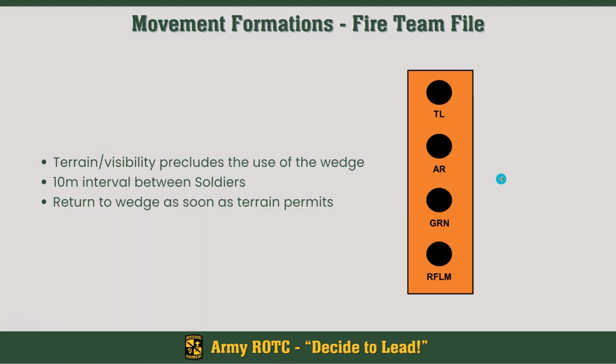And then we've got the fire team file, which, if you think about kindergarten, is like line leader. It's just a follow-the-leader style formation. This is only used when our terrain or visibility keeps us from being able to use the wedge. So let's say you're in really dense foliage, really dense mountains, or it's just too dark to see each other. The file has easier control because you just follow the person directly in front of you, but you still want to maintain that 10 meters between each person. And then you want to get back to the wedge as soon as the terrain permits.